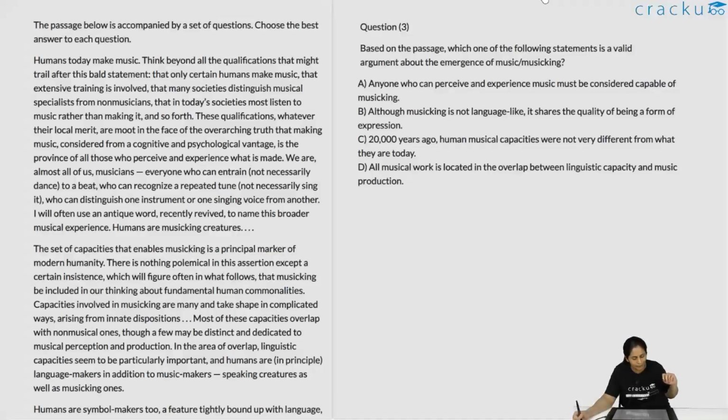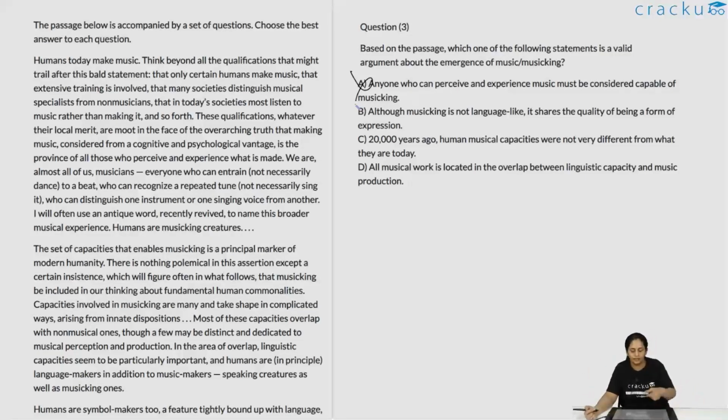He gives an example. We are almost all of us musicians. Everyone who can entrain, not necessarily dance to a beat, who can recognize a repeated tune, not necessarily sing it, who can distinguish one instrument or a singing voice from another. So basically he gives a list of things, but just perceiving music is not one of them, because I would assume that even animals can perceive music. So perceiving music would be too broad a definition of what is musicking. So this is not correct as per what the passage considers musicking ability among humans, because it considers it a mark of humanity.